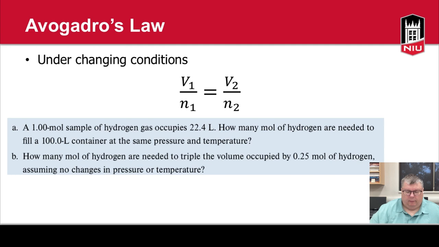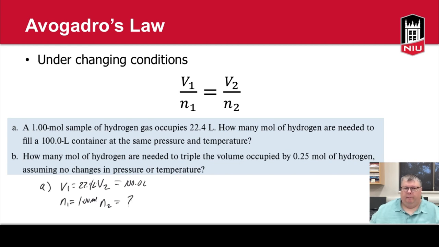So let's do a problem. A 1.00 mole sample of hydrogen gas occupies 22.4 liters. How many moles of hydrogen are needed to fill a 100-liter container at the same temperature and pressure? So for part A here, we've got V1, N1, V2, N2. Volume 1 is 22.4 liters. N1 is equal to 1.00 moles. V2 is equal to 100.0 liters. And N2 is what we're looking for.